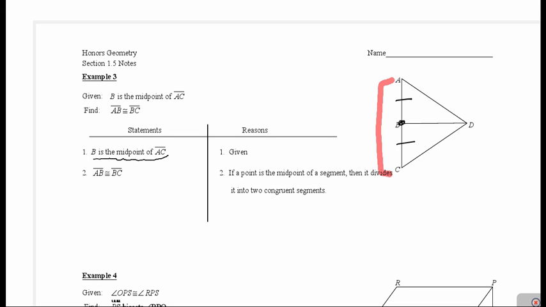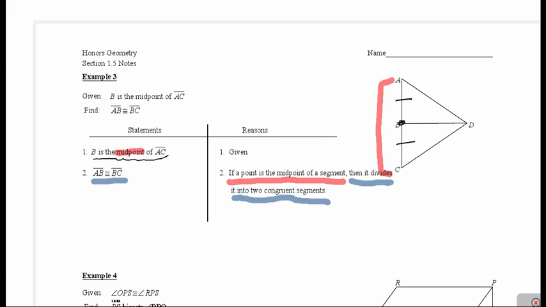So since we're starting with a midpoint, that's how we need to start the first part of our statement. So we're going to start with, if a point is the midpoint of a segment, since that was given. Then what are we trying to prove? The second thing that we're trying to prove is that we have two congruent segments. So then the second part of our statement needs to say, then it divides it into two congruent segments.